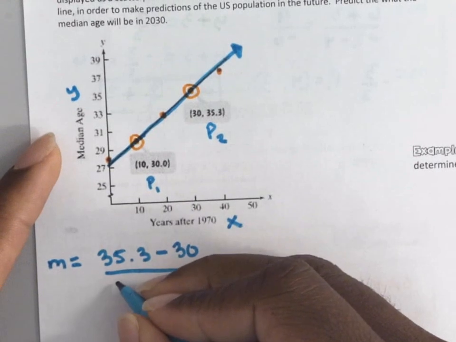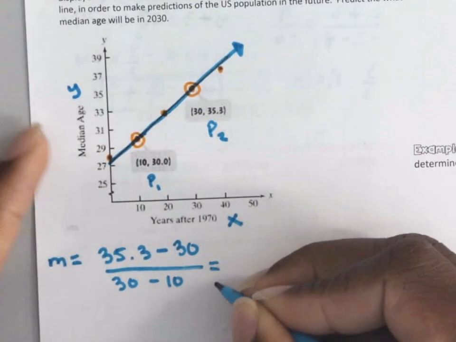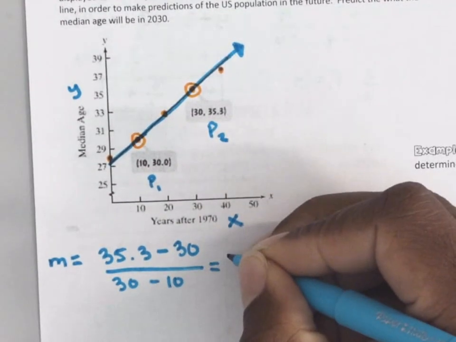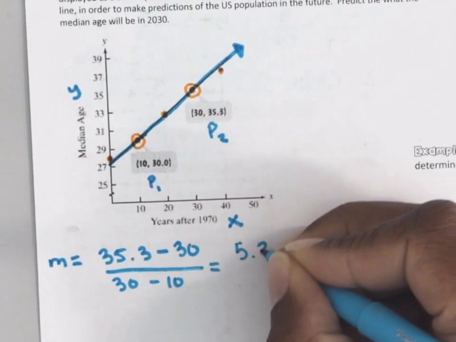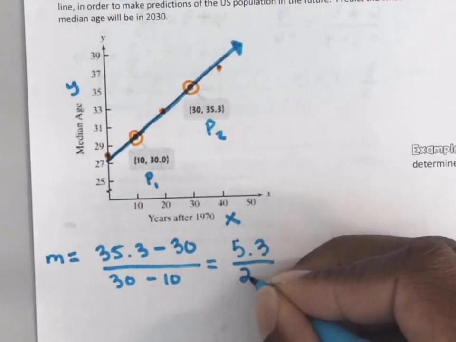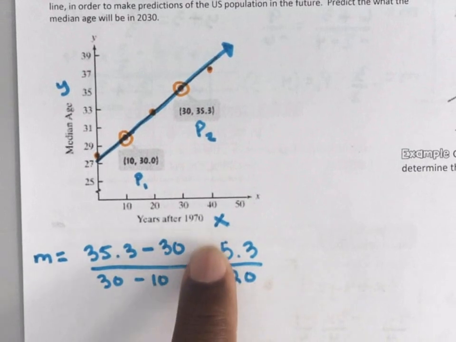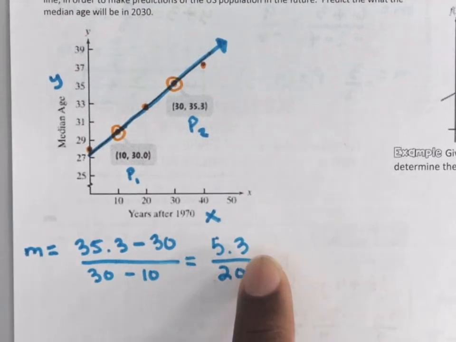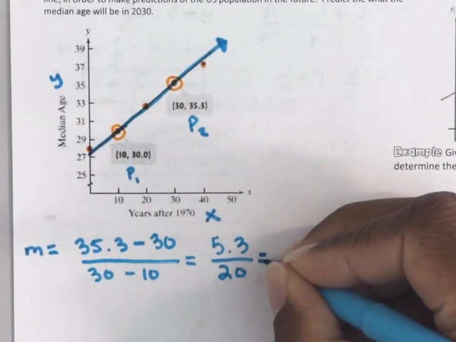On the bottom, what would I start with? 30 minus 10. Let's see, don't need a calculator yet. What's the top come out to equal? 5.3. Yep, good job. 5.3 over what? 20. So in 20 years, the average median age increased by 5.3. When I divide this, it'll give me a yearly rate of change, because you divide that 5.3 by 20 years.